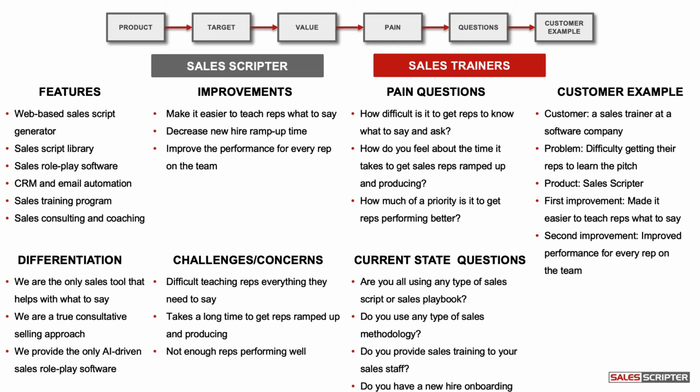Now, one thing I want to point out real quick is that we created this sales pitch for the target audience of sales trainers. If we changed that audience from sales trainers to salespeople, this sales pitch would completely change. Sales trainers care about training other salespeople. If we sell the software of Sales Scripter to individual salespeople, which we do, they don't care about training other salespeople. They care about getting more leads, selling more, being a better salesperson. So the improvements and the pain points and the pain questions completely change.